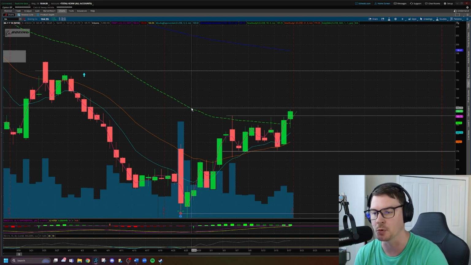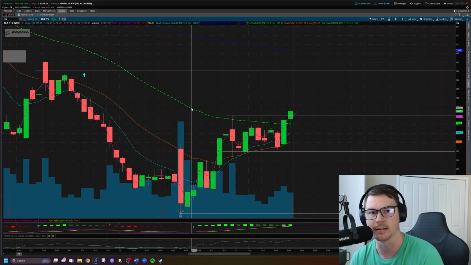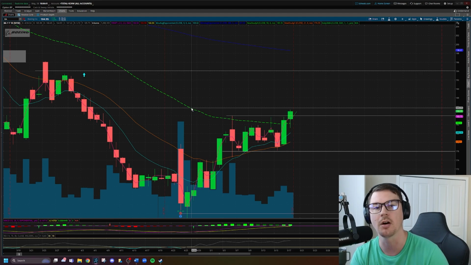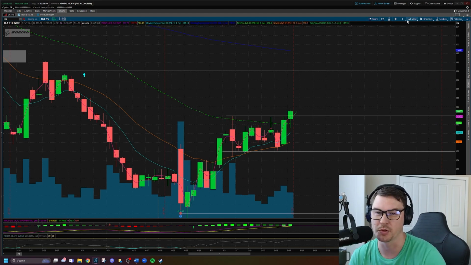The same is true for the 50 EMA. It is comprised of 50 days worth of data. It is relevant on the daily time frame. It is relevant on the weekly time frame. It is not so relevant on a 5-minute time frame. And the opposite is also true for your smaller indicators.